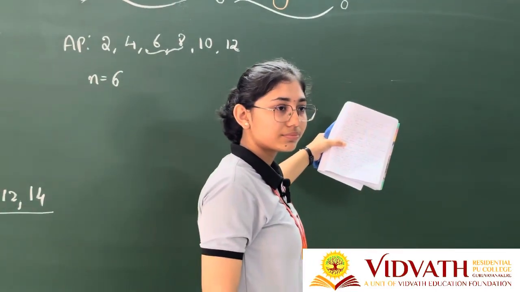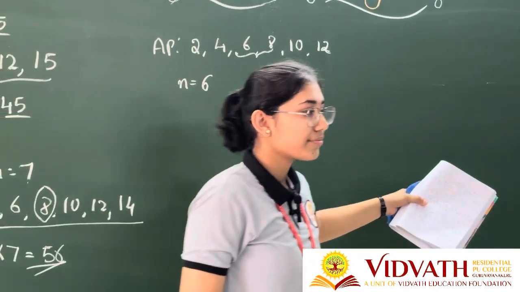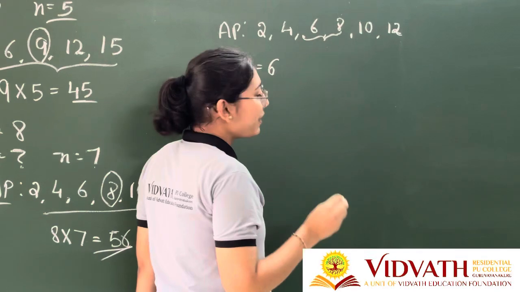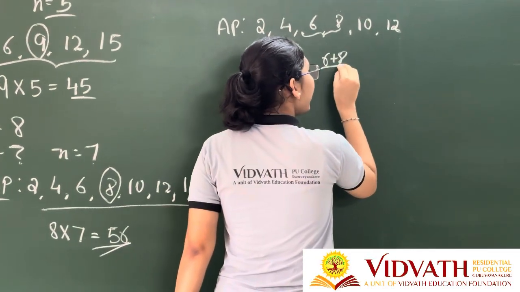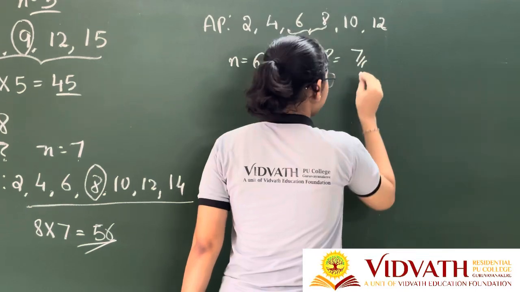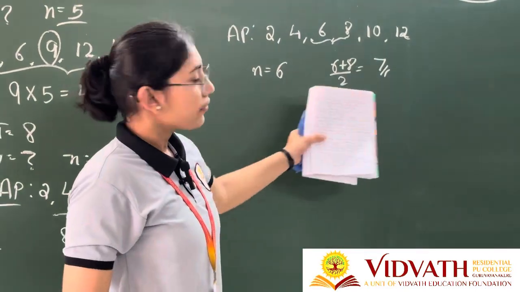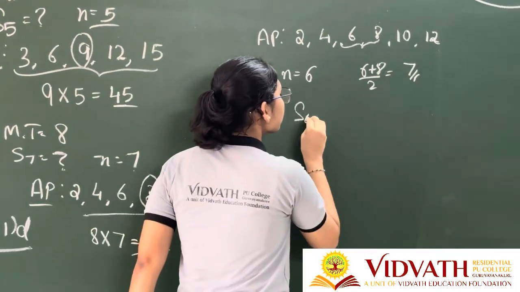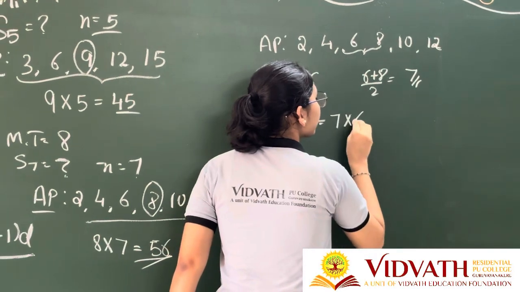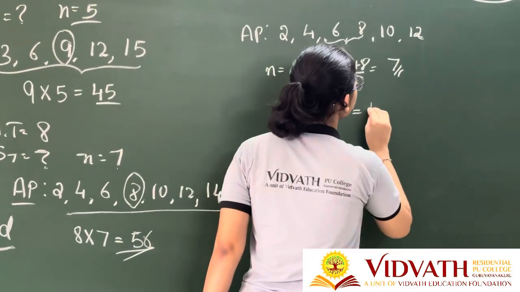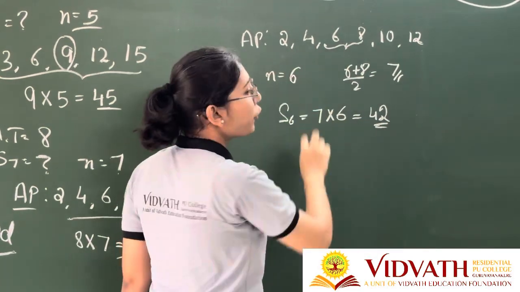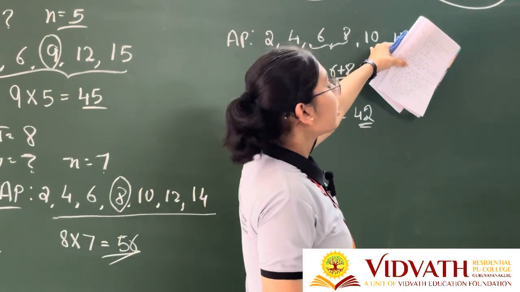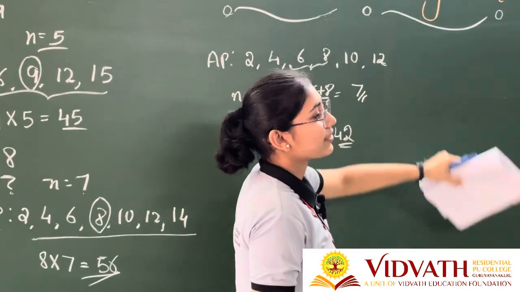Any guesses now? What would we do? Yes, exactly correct. Let's take the mean. What's the mean? 6 plus 8 divided by 2 is equal to 7. Yes. We should multiply the mean with the number of terms. Then we will get the sum of terms. Now, the sum of terms is equal to 7 into 6. What would this be? Let's add it. 2 plus 4, 6 plus 6, 12 plus 8, 20 plus 10, 30 plus 12, 42. Yes, exactly correct.